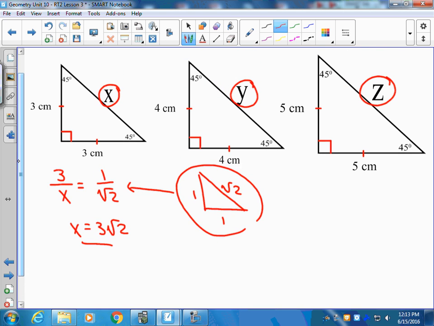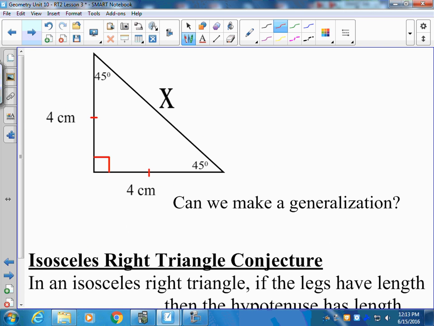No difference in this last situation. We've got a leg of 5, a hypotenuse of z, and that's going to equal, coming from our reference triangle, leg, make sure that leg and leg match, make sure hypotenuse and hypotenuse match, and then from there we are going to cross multiply and solve. You know, sometimes when we cross multiply, it's done for us. We don't have to do anything else.